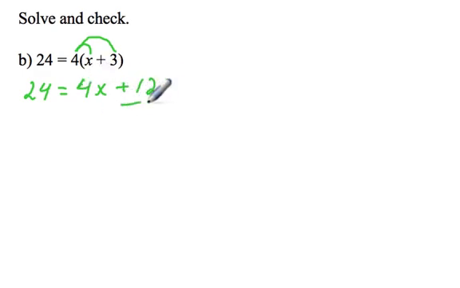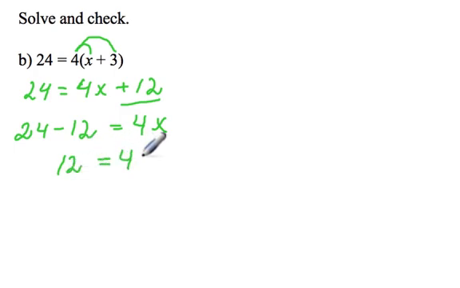Now we have the separate value 12, so we will subtract 12 on both sides, and we'll end up with 24 minus 12 equals 4x. 24 take away 12 is 12 equals 4x. And here x is multiplied by 4, so the opposite operation is division. We will divide both sides by 4.